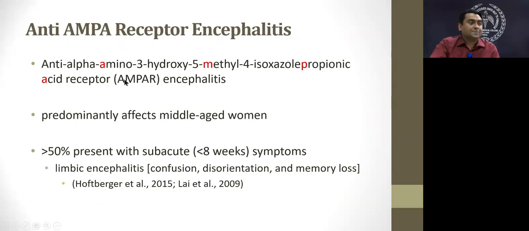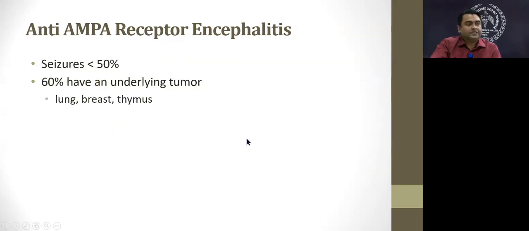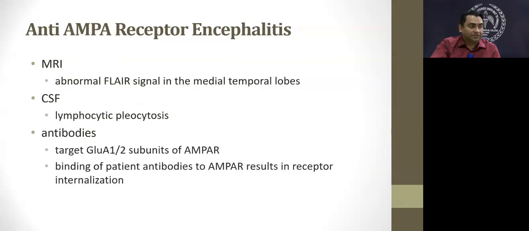Anti-AMPA receptor encephalitis. It predominantly affects middle-aged women, and more than 50% present with a gradual, subacute onset of symptoms, typically limbic encephalitis with confusion, disorientation, and memory loss. Seizures are found in less than 50%, and 60% may have an underlying tumor of the lung, breast, or thymus. On MRI there is abnormal FLAIR signal, typically in the medial temporal lobes because of the limbic encephalitic presentation. CSF again shows a lymphocytic pleocytosis. The antibodies here are to the GluA1 and GluA2 subunits of the AMPA receptor.